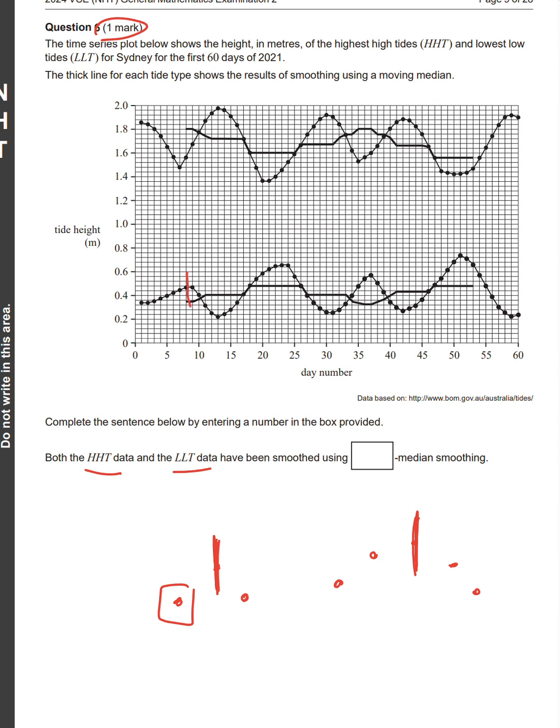So how many do we have not smoothed here? We've got 1, 2, 3, 4, 5, 6, 7. So that means the 8th bit of data is the first point. So if I've got 7 on this side and 7 on that side, 7 plus 7 is 14, plus the 1 data piece is 15. So that is actually a 15 median smoothing.